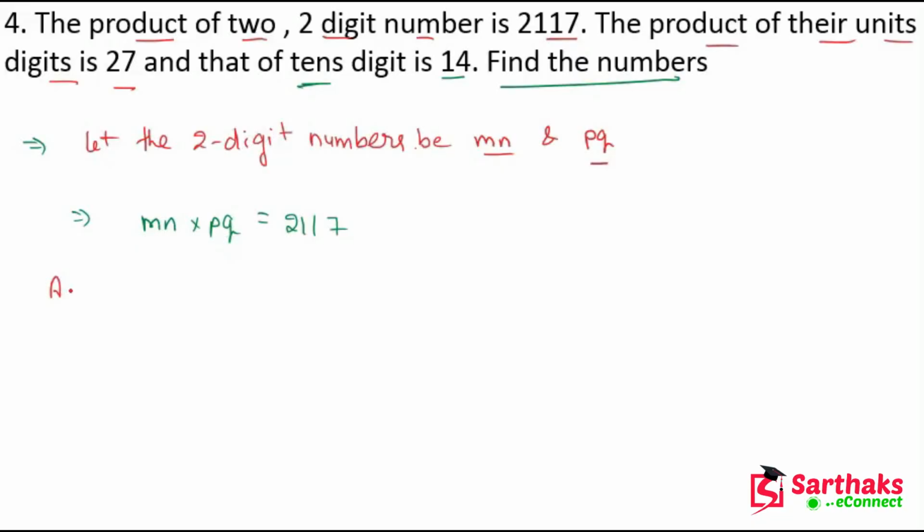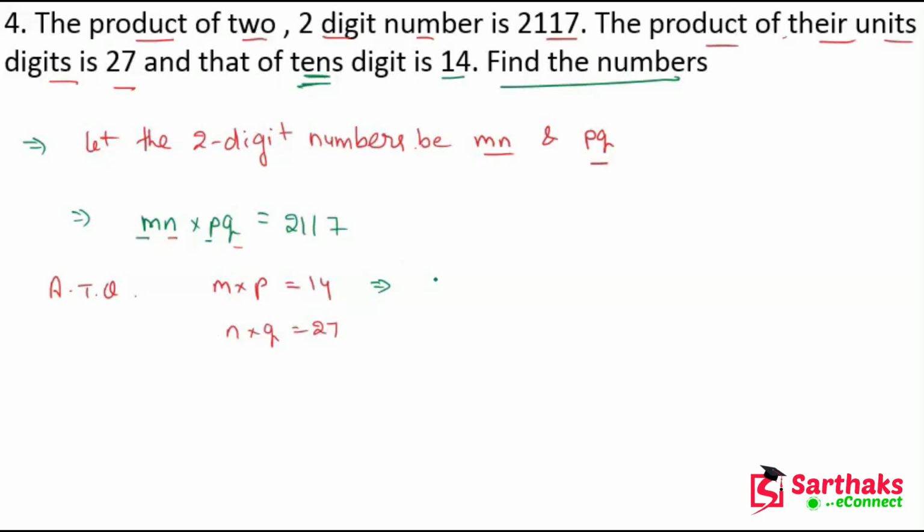Now according to the question, it is given that the product of their tens digit is 14. It means the tens digits are m and p. So m into p is 14, and the product of their unit digit is 27. It means the unit digits are n and q. So n into q is 27. I hope you understand these things.